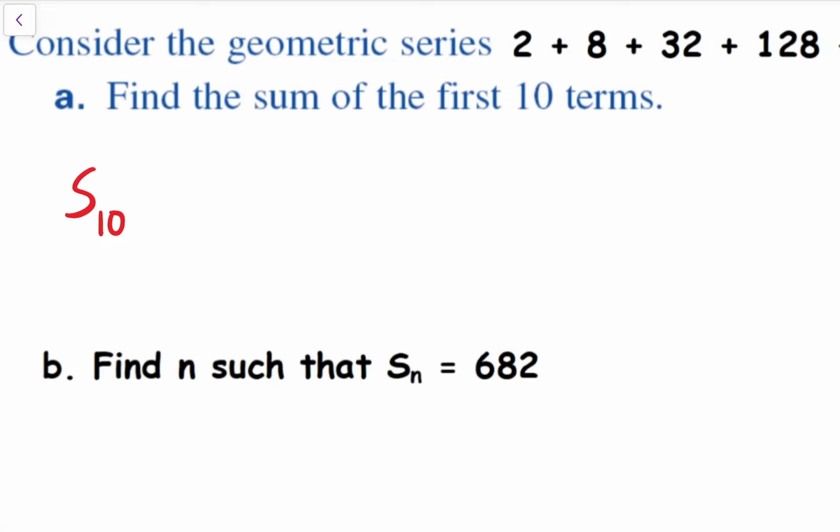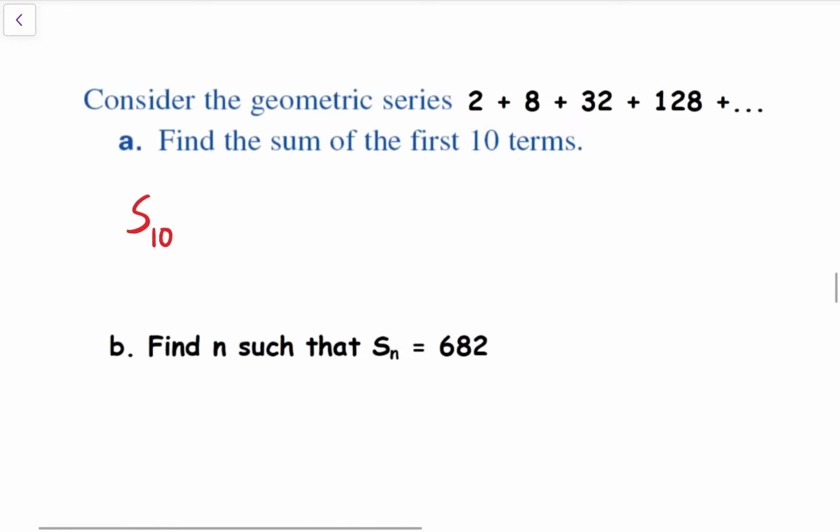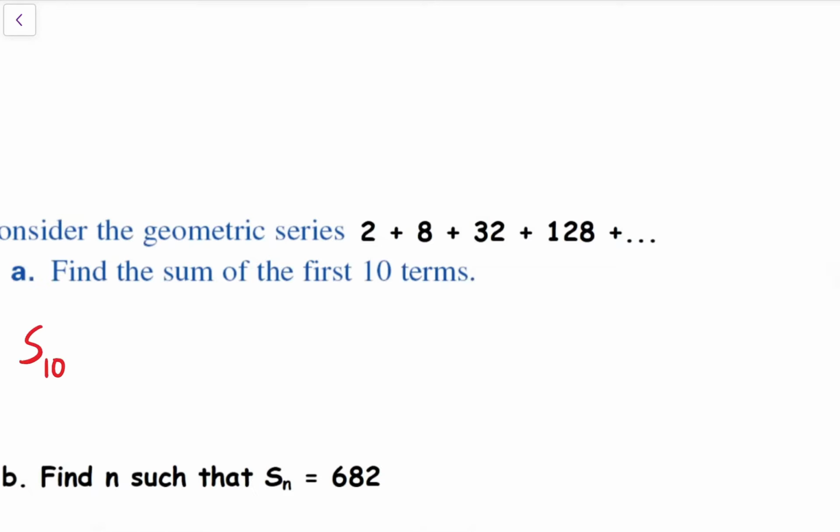But typically, in the last two, we were given the rule. Now we're not given the rule. So what's going to help is if we go and find that rule. And if it's geometric, it means we're multiplying times 4, times 4, times 4, and we have the first term. So the explicit rule is going to be 2 times 4 to the n minus 1.